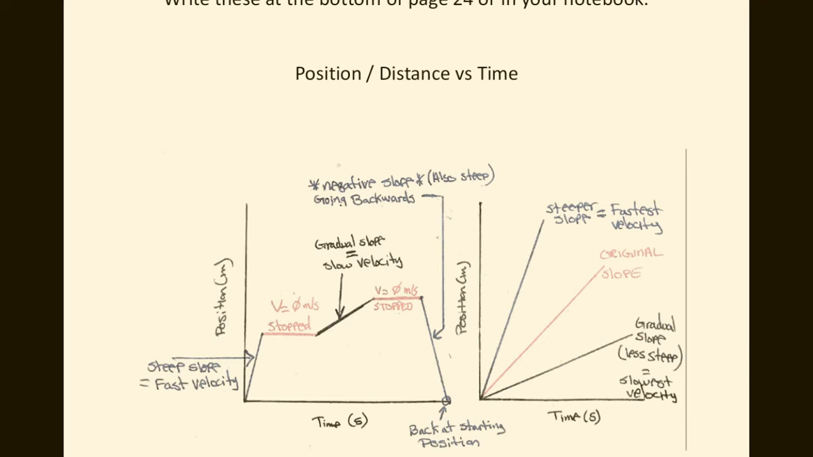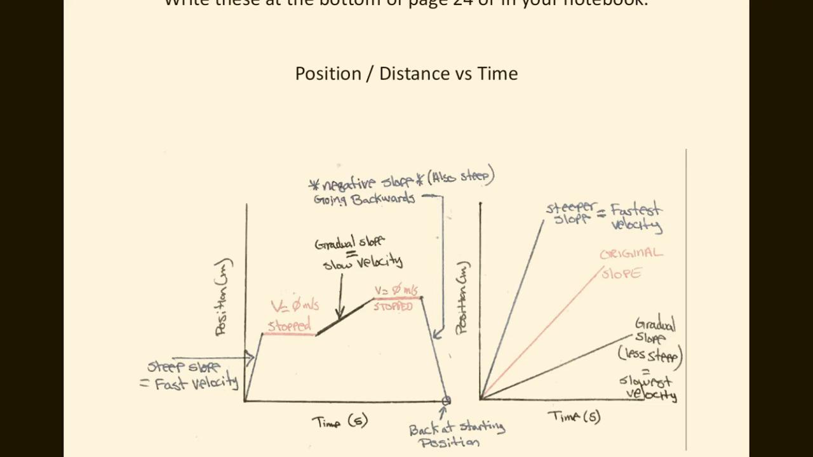And finally, the fifth line, we have what's considered to be a negative slope. In this situation, it is also a very steep slope, which means that not only is it going very fast, but it's going backwards. And it ends up being back at the starting position.